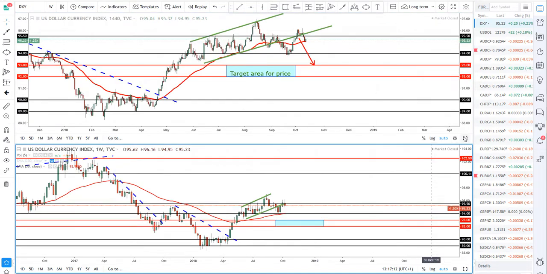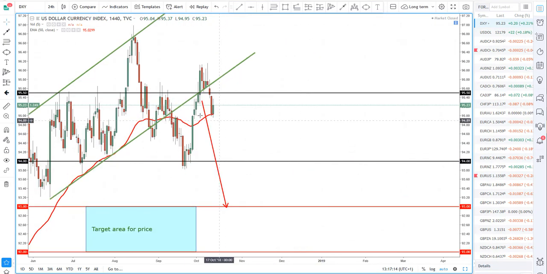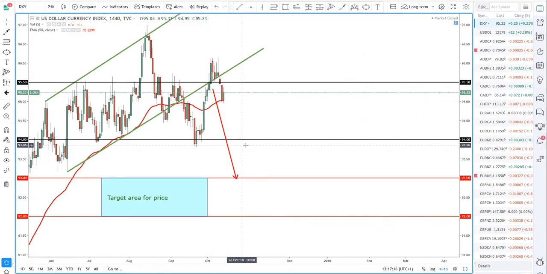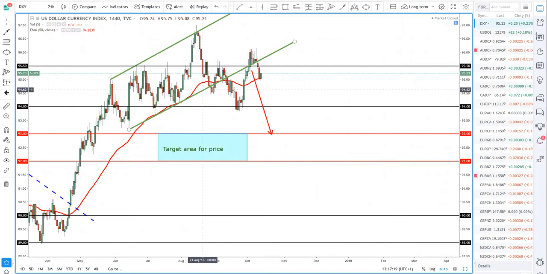When we come down to the daily chart, we are resting at this daily 50 EMA, which had been support in the past, but we chopped through it recently. So you've got to confirm here, is this actually going to be the next leg up, or is it going to be the next leg down?